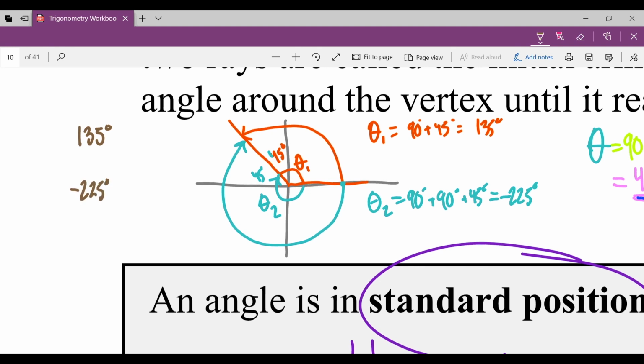And so I invite you to think about this for a moment, pause the video, pull out your calculators, and do some trig calculations. For example, you don't have to stop there, but start with sine of 135 and sine of negative 225. See what you get. I'll pause. You go ahead.